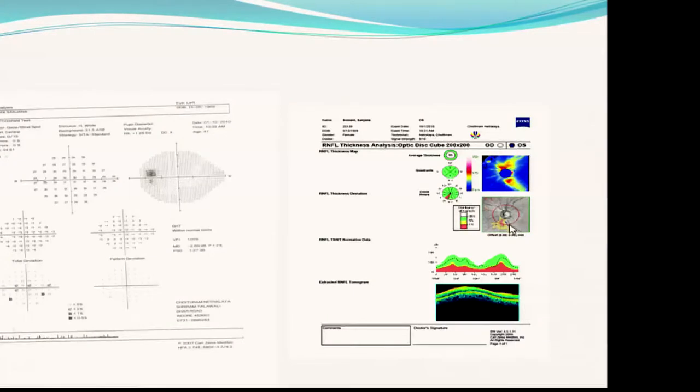So a strong family history of glaucoma, one-eyed lady, young, moderate myopia, and documented changes on the OCT. So yes, what would you like to do? Would you like to treat her now? Yes, so at least a couple of people. Yes, Satyan, we need your opinion now.